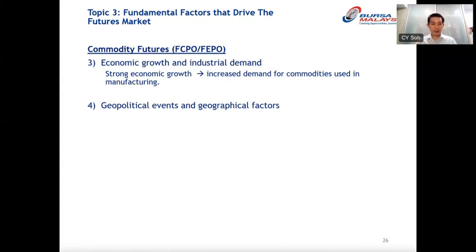So as traders and investors, we often analyze these factors alongside technical analysis and market trends to make informed decisions in commodity futures trading.